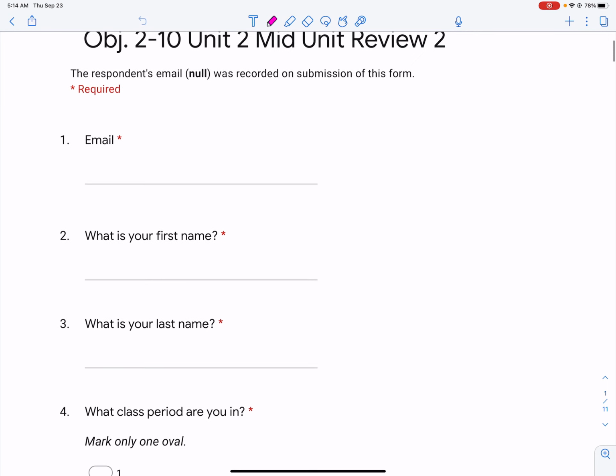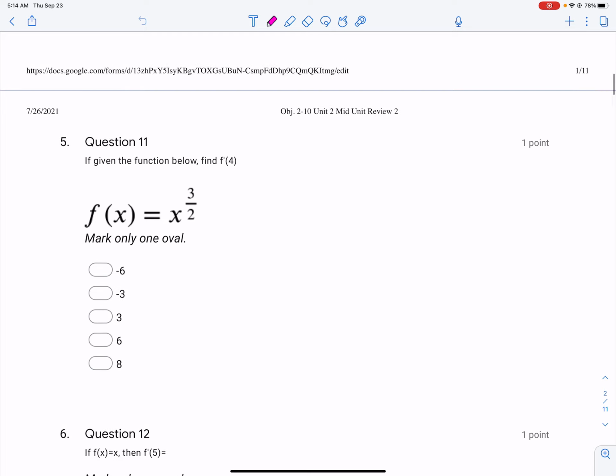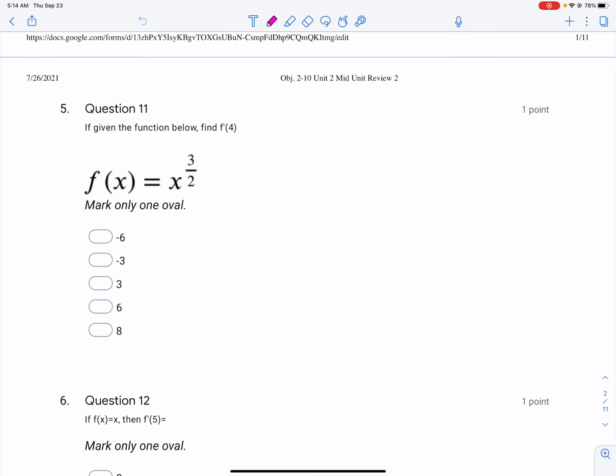All right, so let's go ahead and take a look at 2-10. Okay, question 11. Take the derivative. F prime of x is equal to 3/2 x to the positive 1/2, and I want it at 4. So I have 3/2 times 4 to the 1/2, which is 3/2 times the square root of 4. Square root of 4 is 2, so those cancel out, and I'm left with a 3.